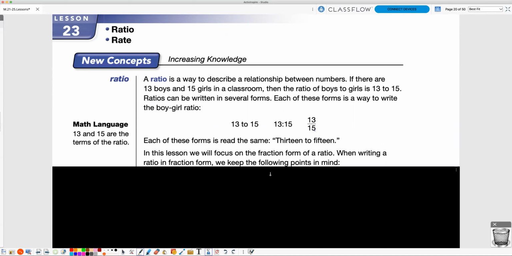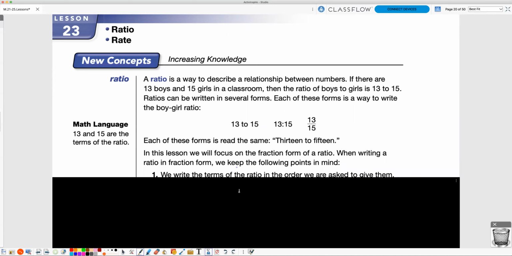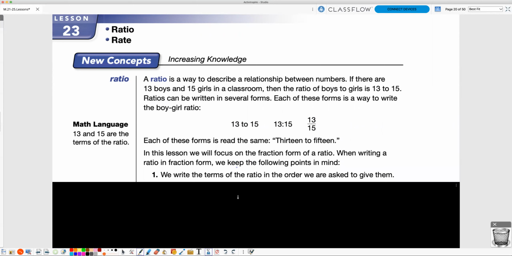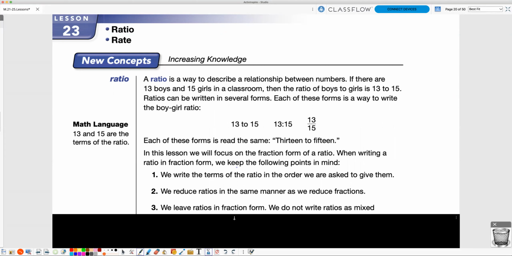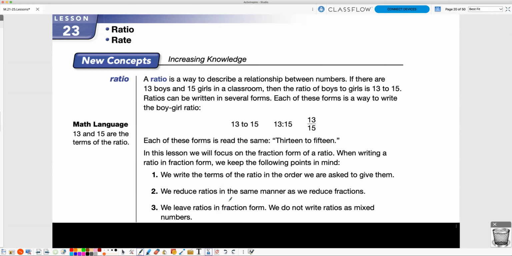When writing a ratio in fraction form, we keep the following points in mind. Number one, we write the terms of the ratio in the order we are asked to give them. Number two, we reduce ratios in the same manner as we would reduce fractions. Number three, we leave ratios in fraction form. We do not write ratios as mixed numbers.